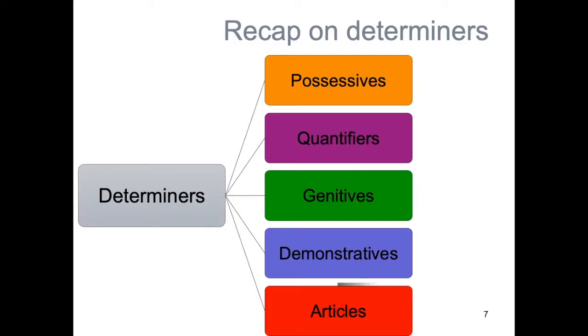We are going to pay special attention to articles, but beware, do not confuse determiners and articles. Articles are a subcategory of determiners. So you can't use the word determiner instead of the word articles. Articles is way more specific.